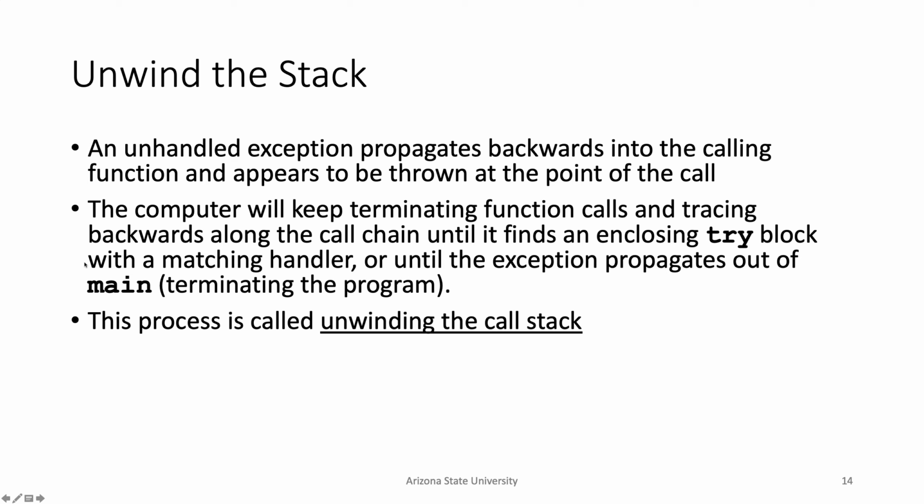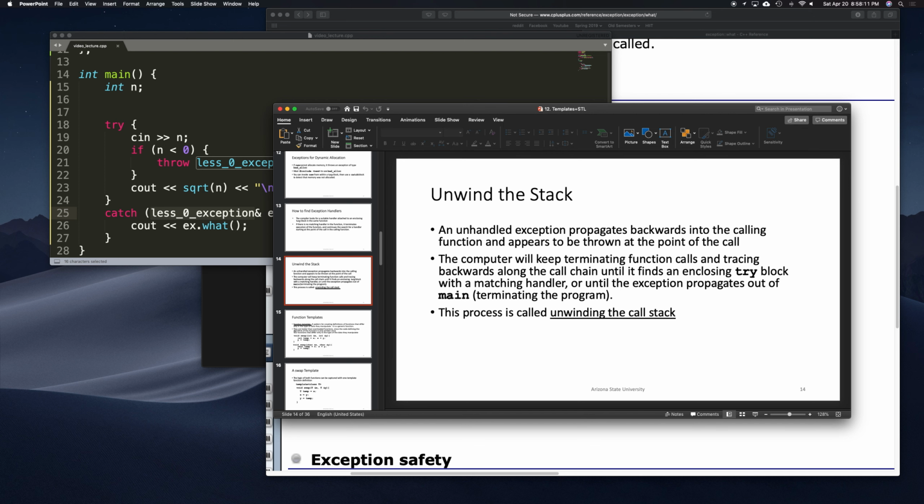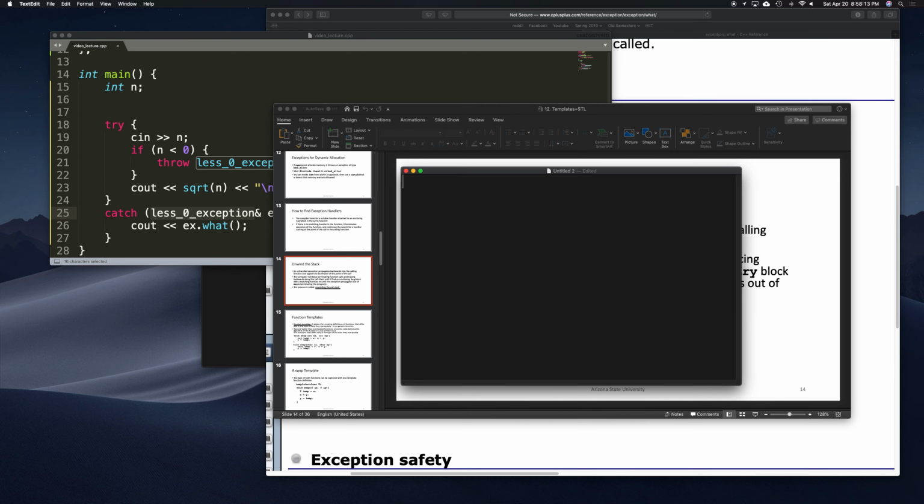So if you're very deep in a function call, so like one function calls another, calls another, calls another, calls another, and then that last one throws an exception, then what happens is called unwinding the stack. So if we have a function A called a function B, called a function C, called a function D, and D throws an exception, then it unwinds the stack.